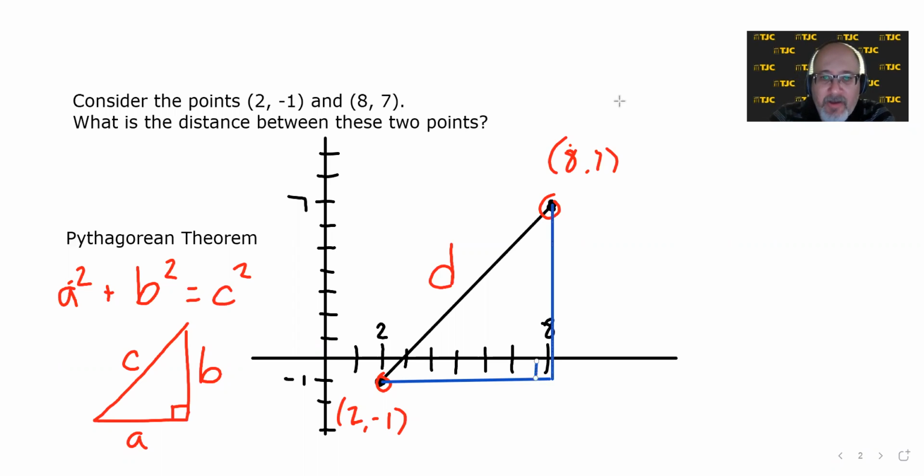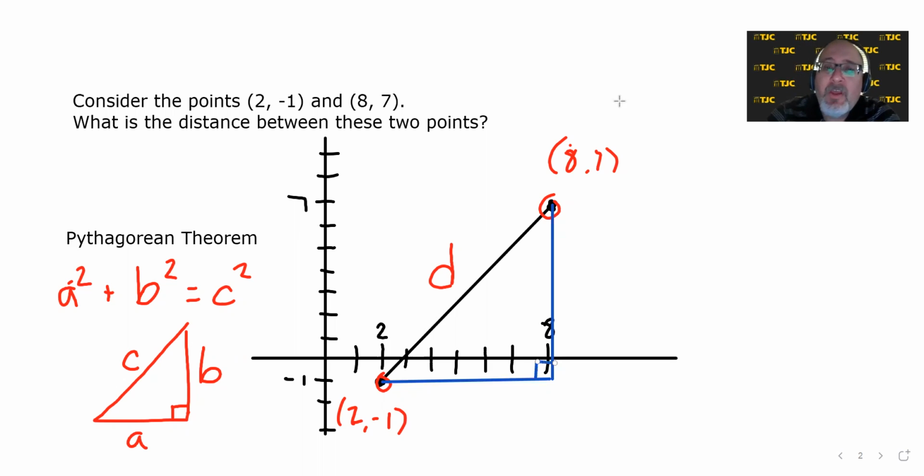And here's the right angle. So if we knew how long those 2 blue sides were, then we could do the Pythagorean theorem and figure out the distance between the 2 points. And although we don't initially know how long they are, we kind of actually do.